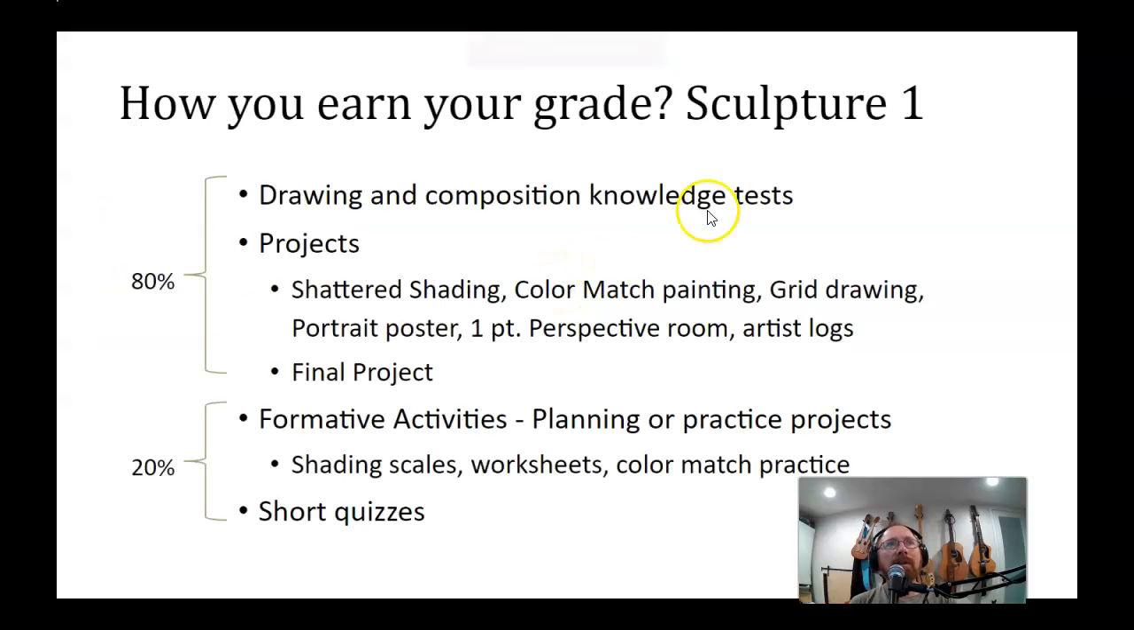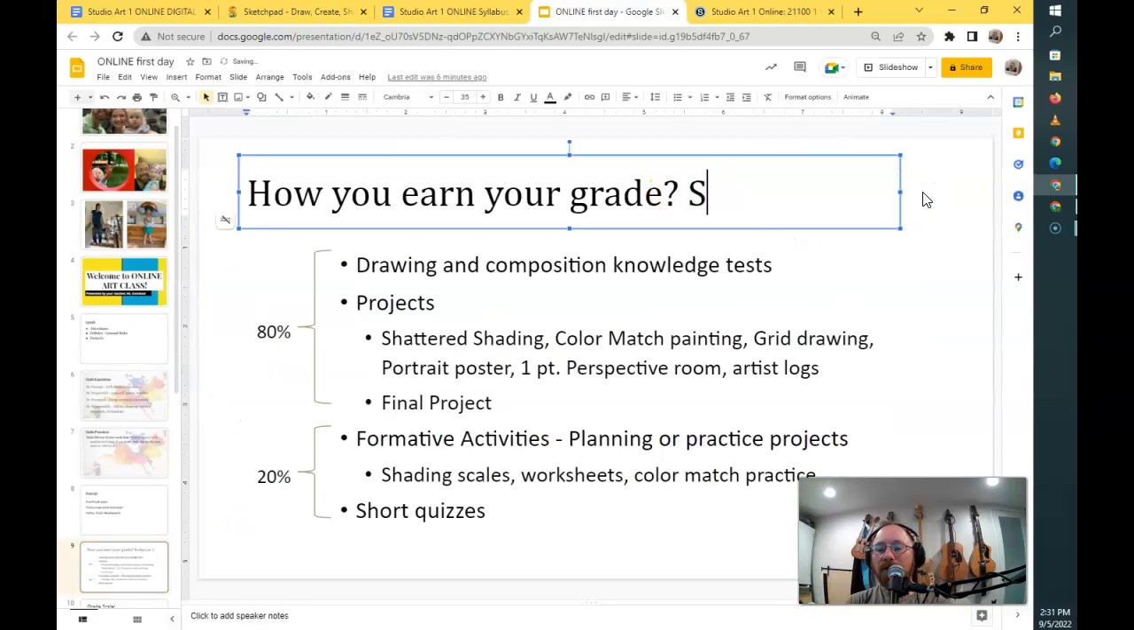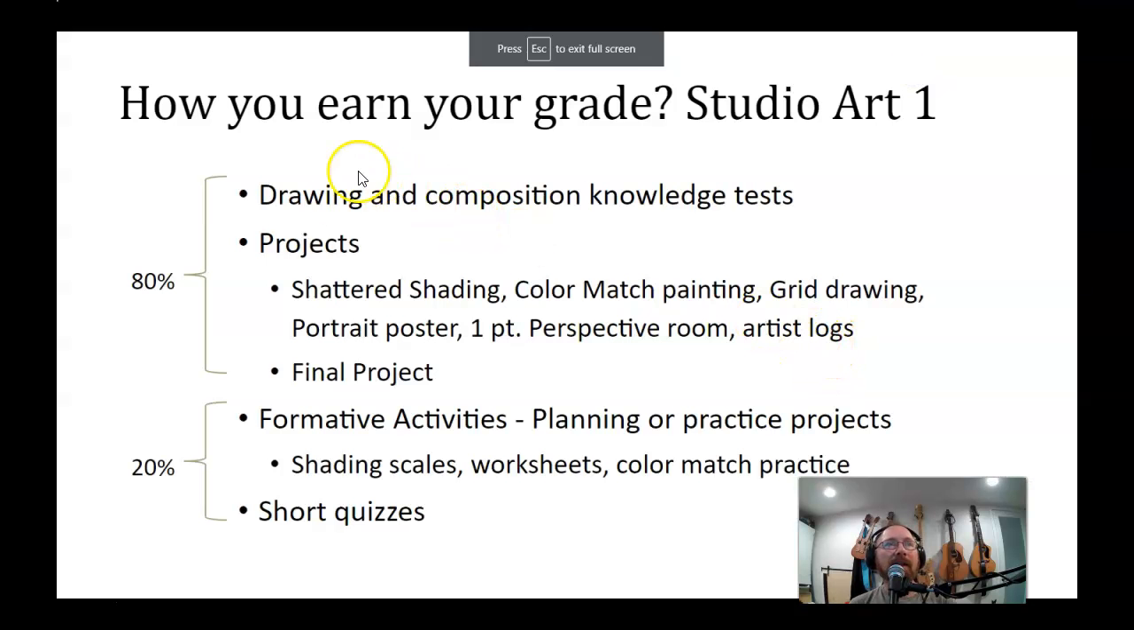So how do you earn a grade, not in Sculpture 1, but Studio Art 1? That's weird. How do you earn a good grade in this class? It breaks down into two parts. You have your tests. There aren't really tests in this, but there might be one test or so. But it's mostly projects. So shattered shading, color match painting, grid drawing, portrait poster, one perspective room, and artist logs, and your final project. These are going to be most of your grade.